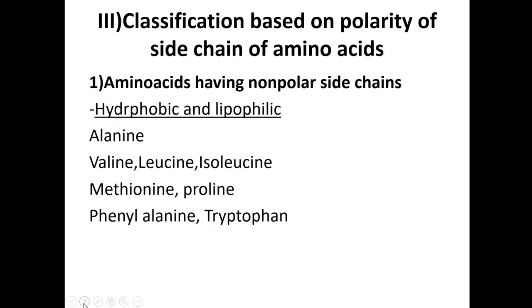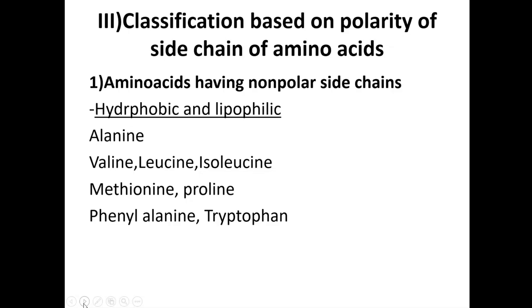Third type of classification is classification based on the polarity of the side chain of amino acid. We know the general structure of amino acid. How can we express amino acid? NH2, CHR, COOH. NH2 and COOH are the two functional groups. In CHR, R is the side chain. So what are the side chain contents? This classification is based on the polarity of the side chain of amino acid.